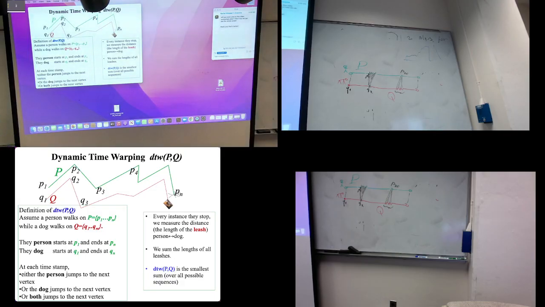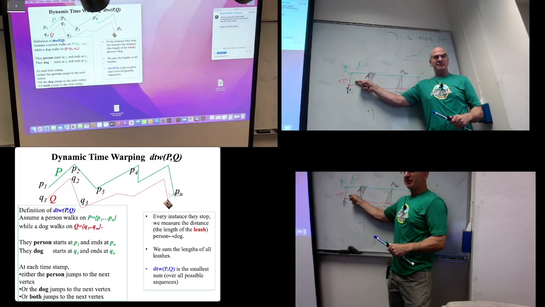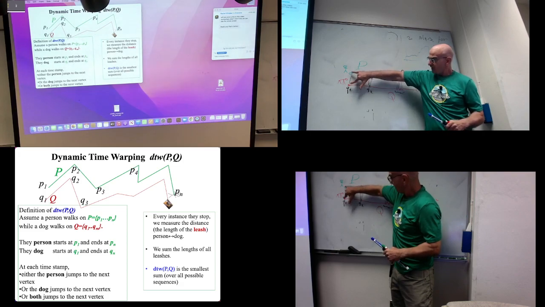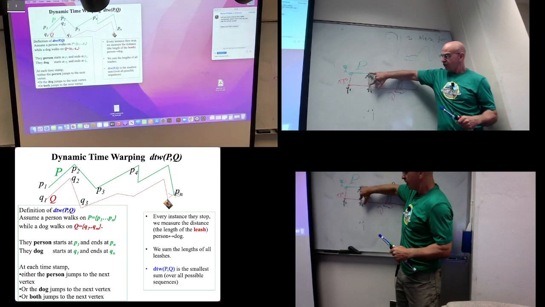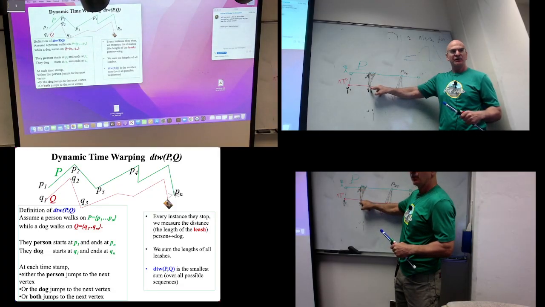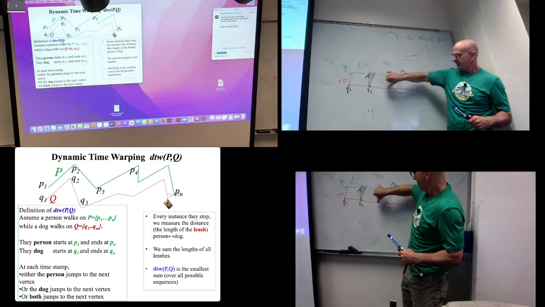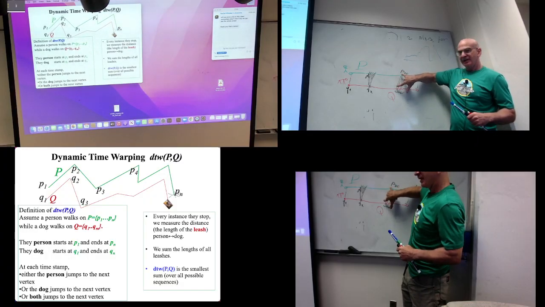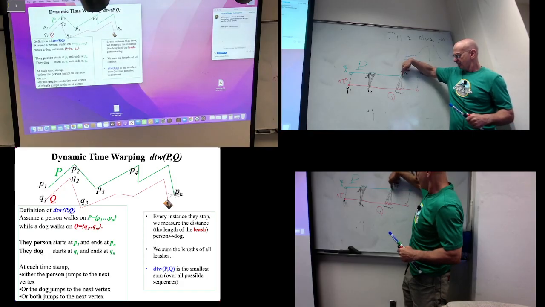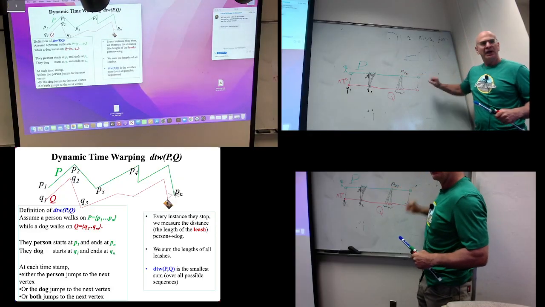The other option for one time step is that they both jump from one vertex to the next vertex, both at the same time. So if we go back to this example, they both start at P1 and Q1. Next, they both jump together to the next vertex, Q2 and P2. Then the dog stays for quite a while over here while the man jumps to the next. The dog doesn't move. At some point, they jump to the next vertices together, and then the man will stay still. The dog will move to the next vertex, and then they'll do one more step.